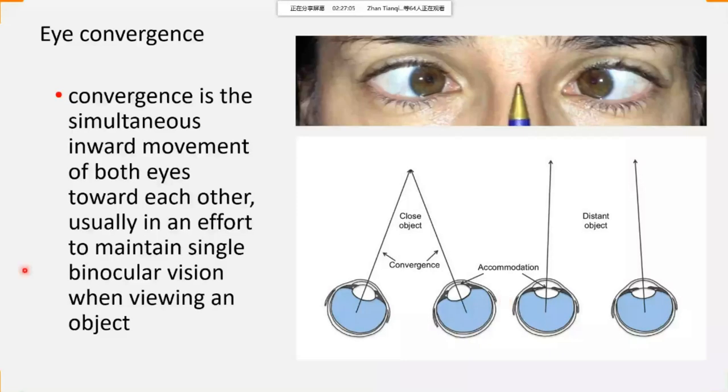So it's defined as the simultaneous inward movement of both eyes toward each other, usually in an effort to maintain single binocular vision when viewing an object. Single means that you process with two eyes simultaneously the scene. So you have then the impression of one, as usual, as one image.